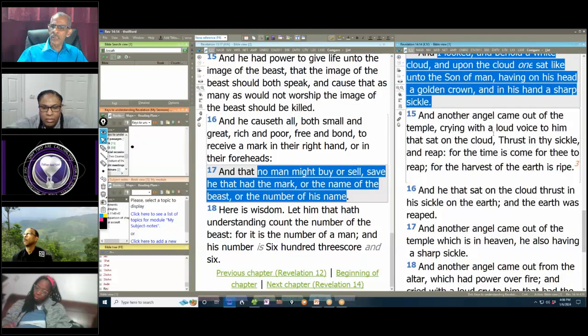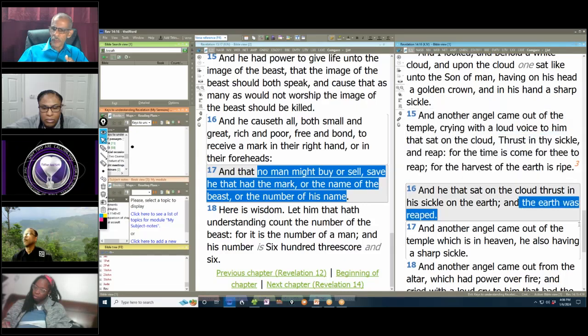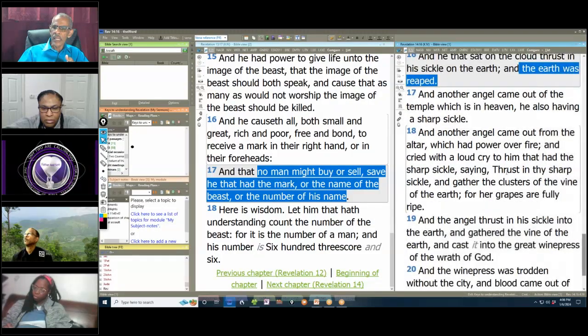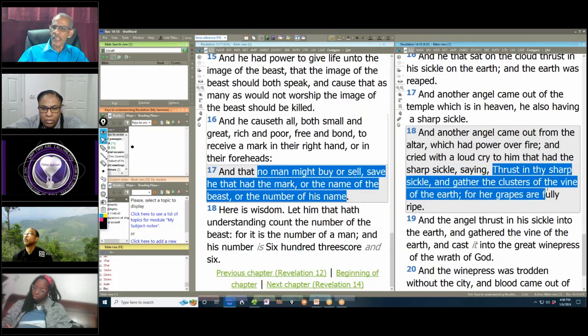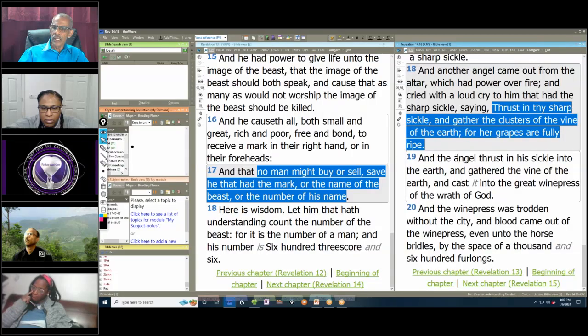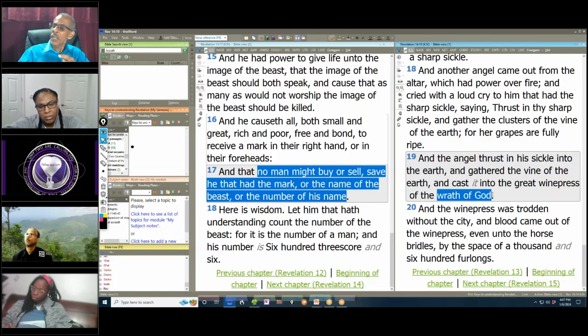And an angel comes and tells him to thrust in thy sickle and reap, for the time is come for thee to reap, for the harvest of the earth is ripe. So he puts in his sickle and the earth was reaped. Another angel came out of the temple and he had power over fire. And he tells Jesus again, put in your sickle and gather the clusters of the vine of the earth, for the grapes are fully ripe. And again he puts in his sickle and he gathers the vine of the earth, that is the grapes, and casts it into the great winepress of the wrath of God. So we are not talking about the coming of Jesus. The harvest takes place and the grapes are thrown into the wrath of God. And I'm going to show you what that is in just a moment.